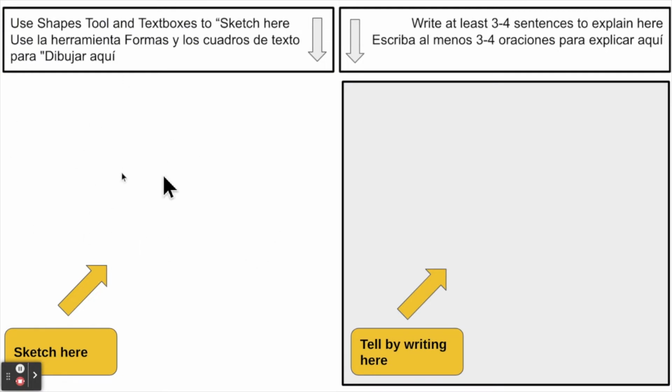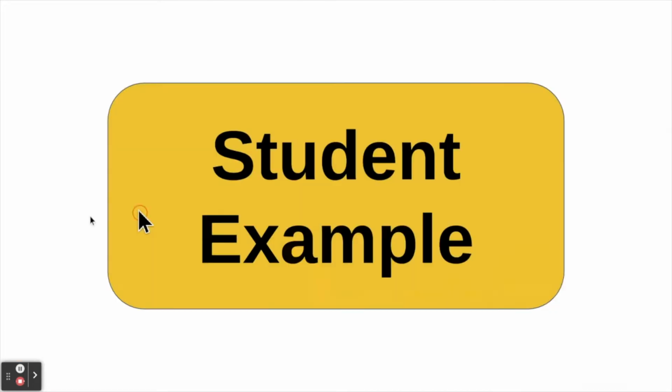On this half right here is where the kids would sketch using the shapes tool, text boxes or the line tool. It's up to you if you want them to use actual text in their drawing. I usually tell them to use only the shapes tool, the line tool, and save the text for when they write. But sometimes, depending on what the topic is, using some text in their sketch, as far as labeling things, can be useful as well. So here's a student example.